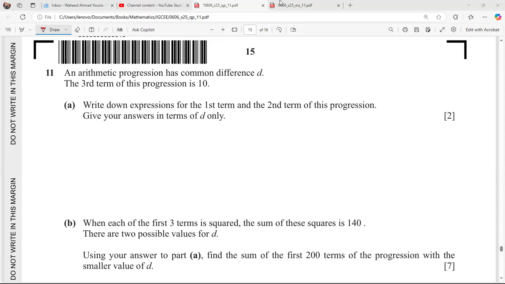We will be doing question number 11 and onward today. Okay, so the arithmetic progression has common difference d. The third term is 10. Write down the expression for the first term and the second term.